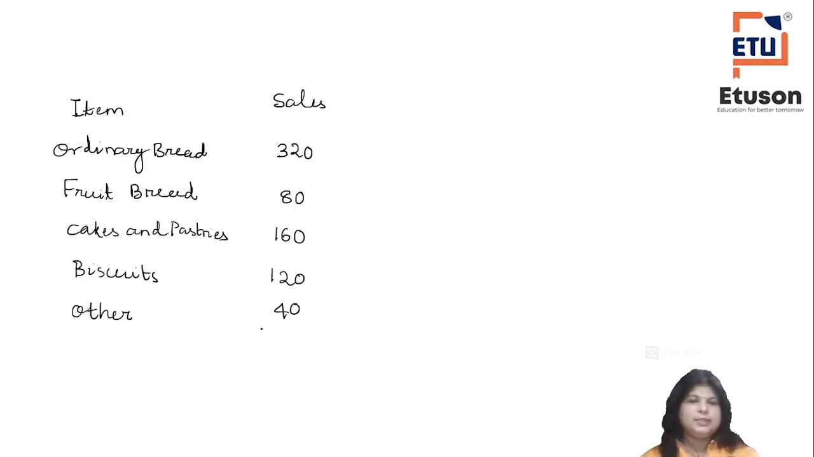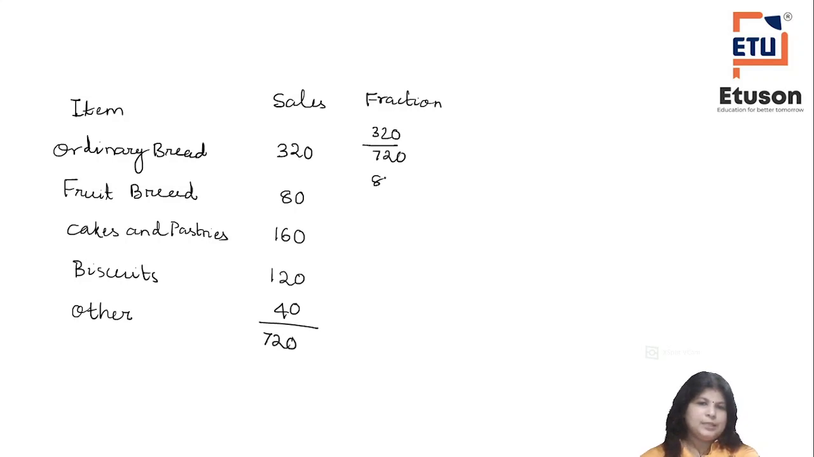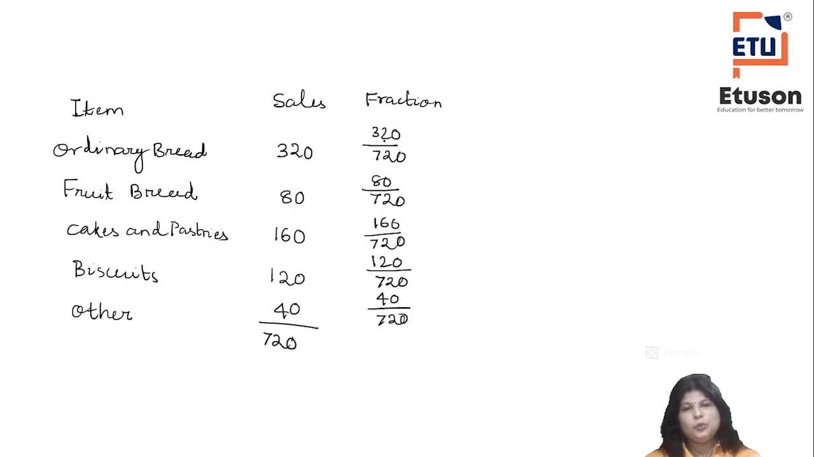And what about the total sales? It is 720. So first what you need to calculate is the fraction. The fraction is 320 divided by 720, 80 divided by 720, 160 divided by 720, 120 divided by 720 and 40 divided by 720. I am not bringing it to the minimum form, as I know 720 is quite divisible. 720 is the multiple of 360, so when it is multiplied by 360, it will be easier to calculate.